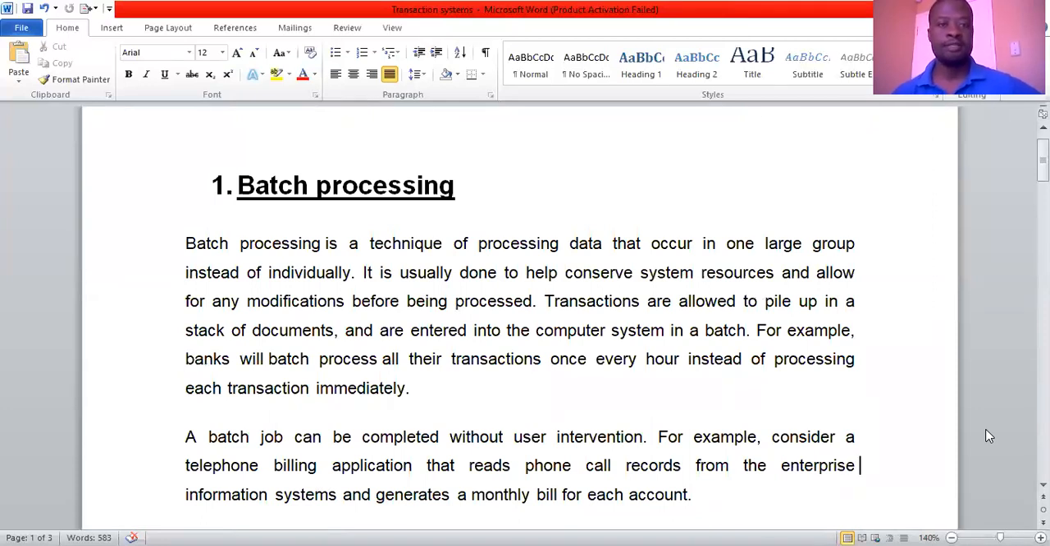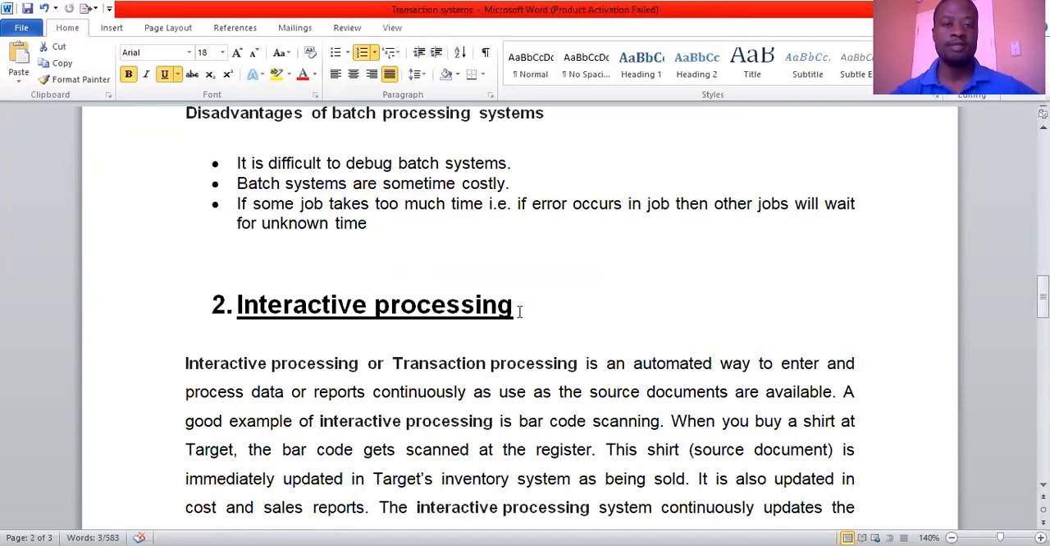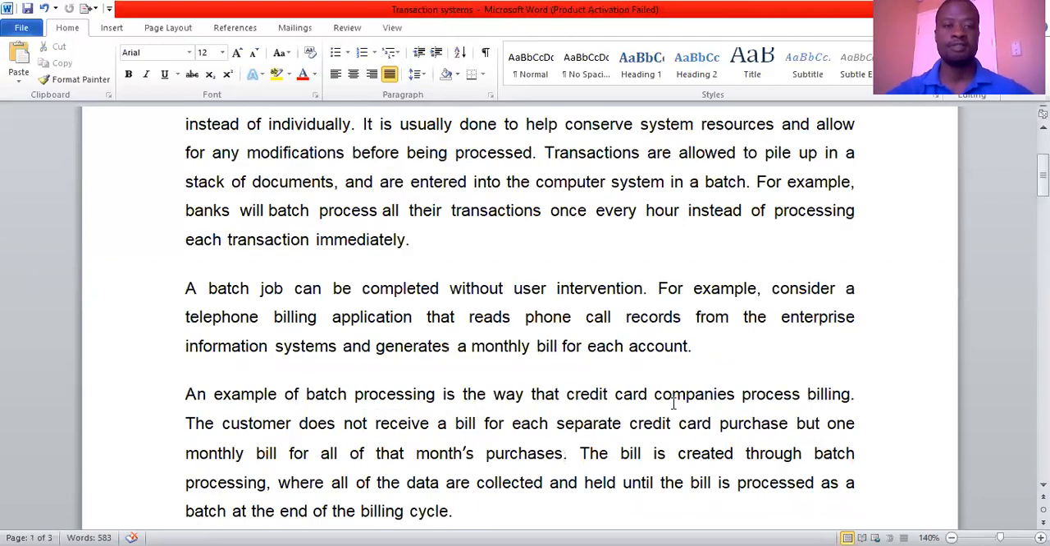Welcome to today's lesson, ladies and gentlemen. We are going to look at two types of processing systems. We're going to look at the batch processing system, and also the next processing system that we'll be discussing is the interactive processing system, or transaction processing system.